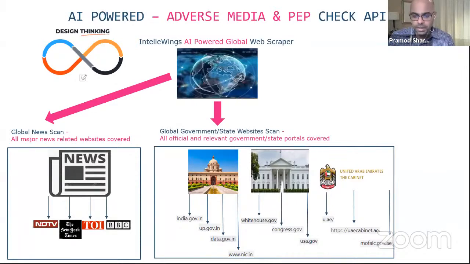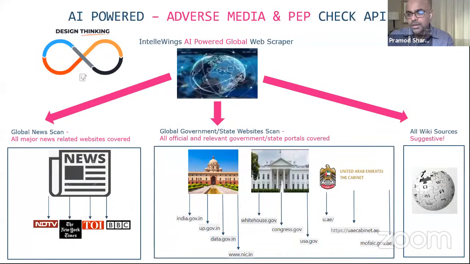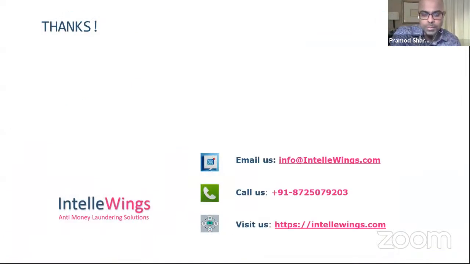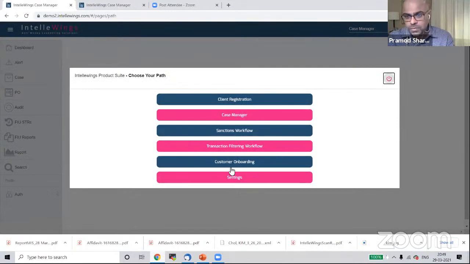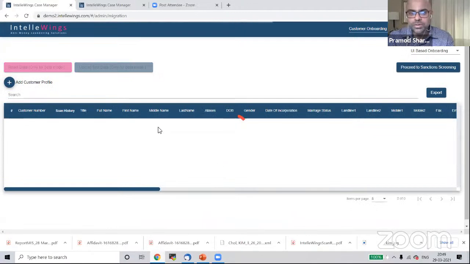For making the PEP related database, what we do is we scrape all the government websites and the ministry websites, which are public data. We are not scraping something which is private. Whatever is publicly available is being scraped to get the data and make a PEP database. And also the wiki sources, which are suggestive, are part of the database. So this is how you would get a database against which you can scrub the customer profiles and get an alert. I'll quickly jump to the demo part to save time and give you some hint on what can happen behind the scenes to generate an alert during the customer onboarding process.